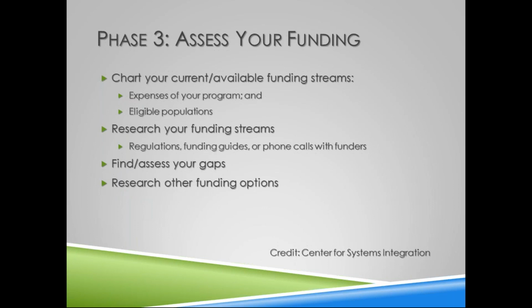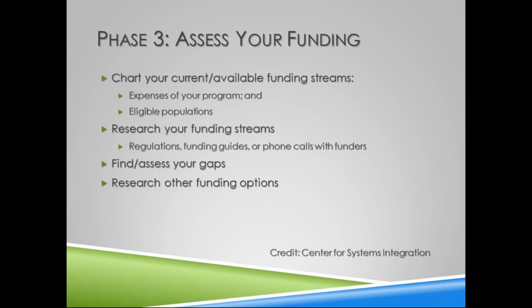Phase 3 is assessing your funding. You want to chart your current and available funding streams, figure out what the expenses are of your program and your eligible populations. This will help you when you're in the next step researching your funding streams, because as we mentioned, different funding streams can have different allowable uses, different eligible populations, different time frames, and all of this needs to be mapped out or charted out as a part of the process to do that.